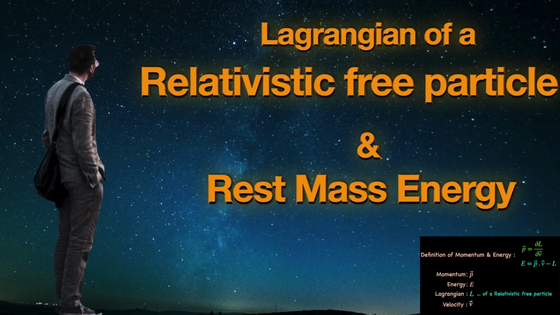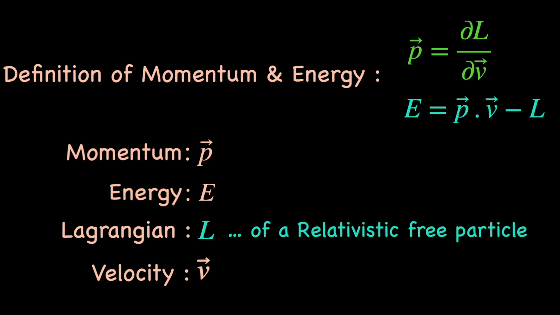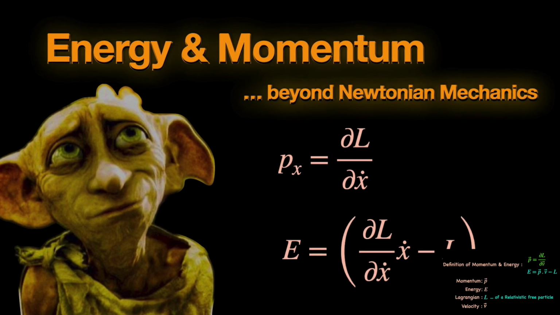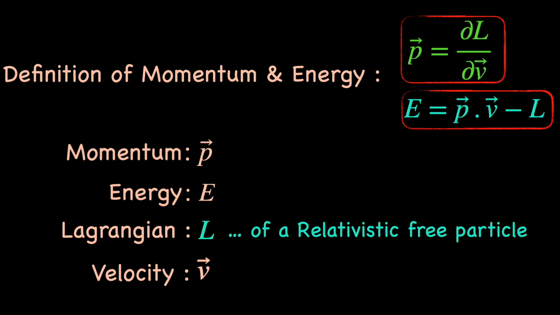In our last video, we have seen how to arrive at the Lagrangian of such a particle. In an earlier one, we also established the definitions of energy and momentum for a generic mechanical system in terms of its Lagrangian. Both the videos are linked in the description in case you want to check on them. So we are all set.